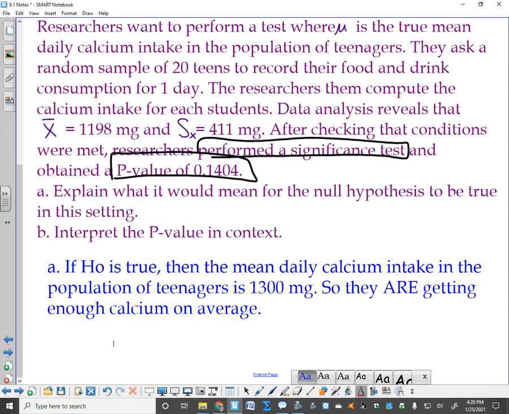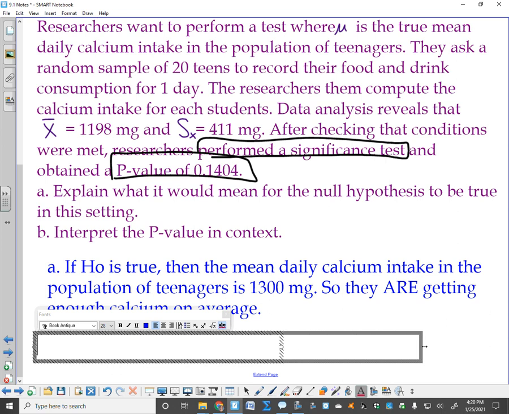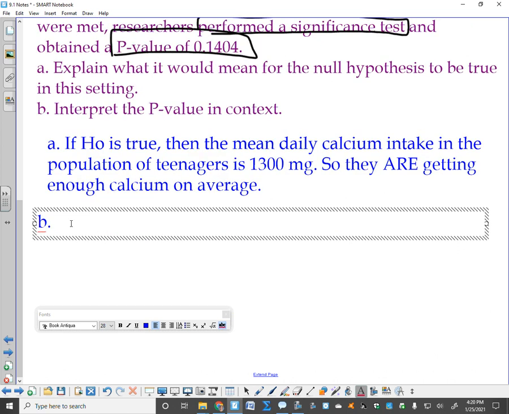Now, part B. Here's a beautiful rubber stamp sentence. Interpret the p-value in context. Ooh, that sounds like something that I would ask you to do on an upcoming quiz. Okay, so here's the deal. To interpret the p-value, you have to assume H0 is true.